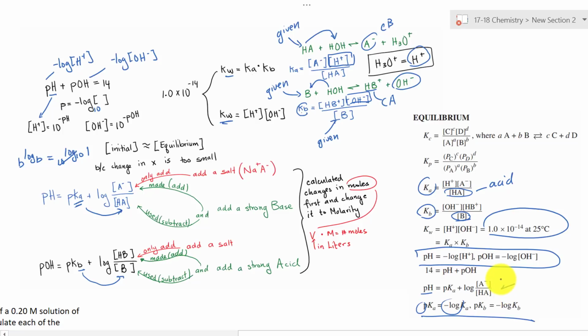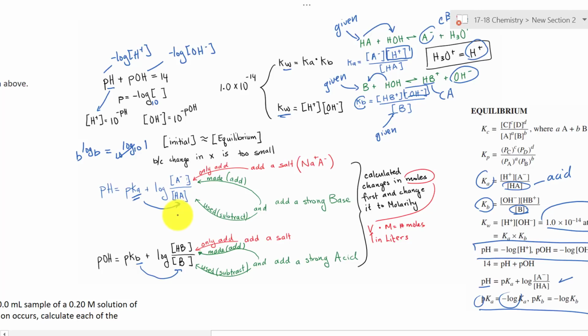Now, how do we use it? If you look at the two forms of the Henderson-Hasselbalch equation, there are two possible changes that we can make to a solution. One of the changes you can make is to add in the conjugate base in the form of a solid salt. When the salt touches the water, it will dissociate into ions, and this one right here is going to add to this. Now, it's only adding to the conjugate base. It doesn't do anything to the acid, okay? So keep that in mind. That's why it only adds to the conjugate base.